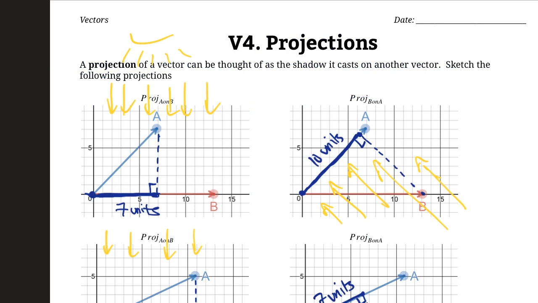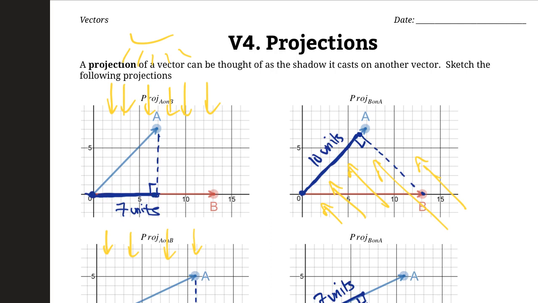So in the previous video, we talked about projections and what projections look like and the length of them. In this video, we're going to sort of take it to the next level. Say I ask you for the projection of this vector here, A, on vector B. We know that it's going to look like that. It's going to be 7 units long.